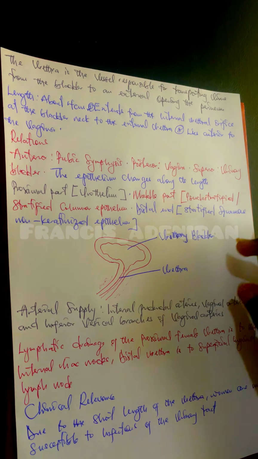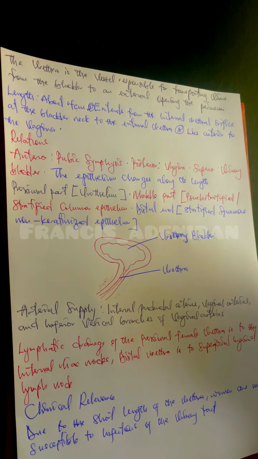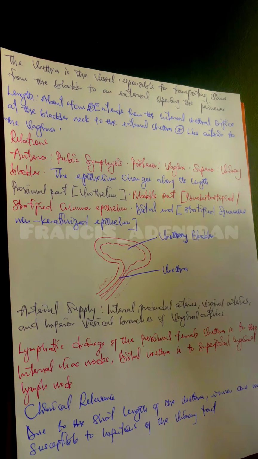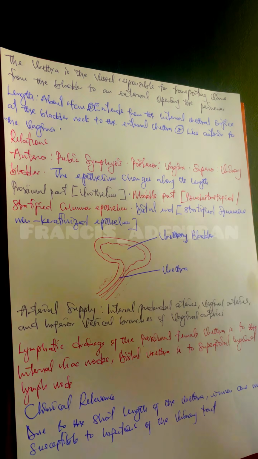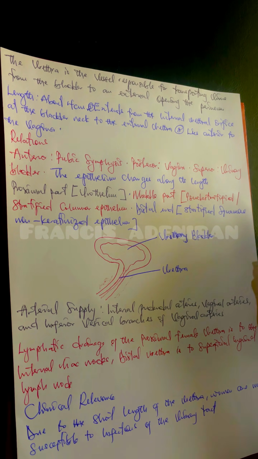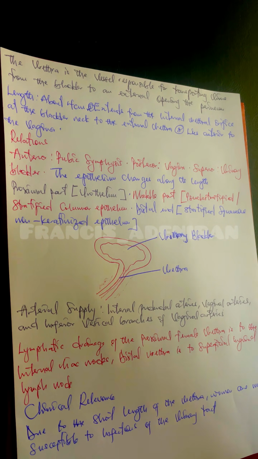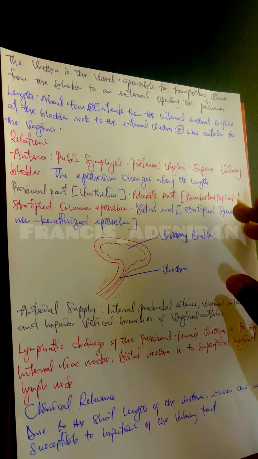Now, the blood supply to this urethra is by the internal pudendal arteries, one. Then the second one is by the vaginal arteries. And the third one is by the inferior vesical branch of the vaginal arteries. So once again, it's supplied by the internal pudendal artery, vaginal arteries, and the inferior vesical branch of the vaginal artery.